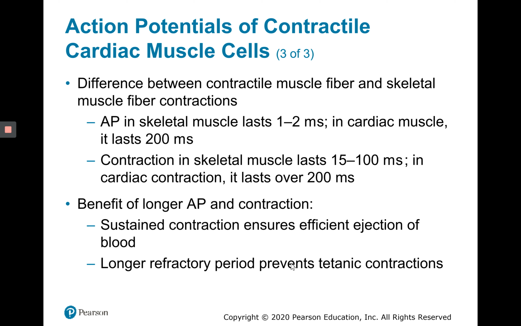So it also is going to be much longer of a contraction than we see in skeletal muscle. So there's benefit to this longer action potential. You may be wondering, okay, there's all these steps, but why is it important? Why does it matter? Well, first and foremost, we want to prevent tetanic contractions. We want to prevent the heart from seizing up in this contracted state. And the longer refractory period granted to us by a longer action potential prevents those tetanic contractions. But also, sustained contraction ensures efficient ejection of blood. So we don't want sustained as in the heart freezes up, but we want a longer contraction so that the chambers are able to move blood efficiently.